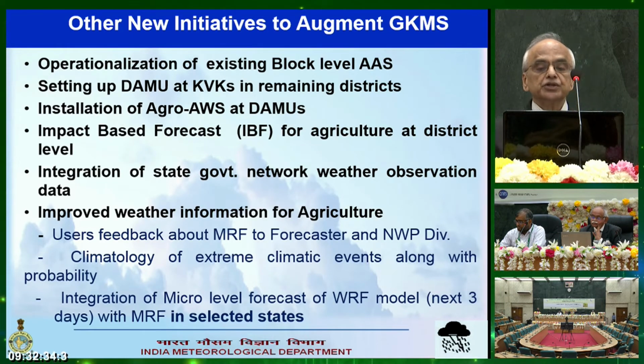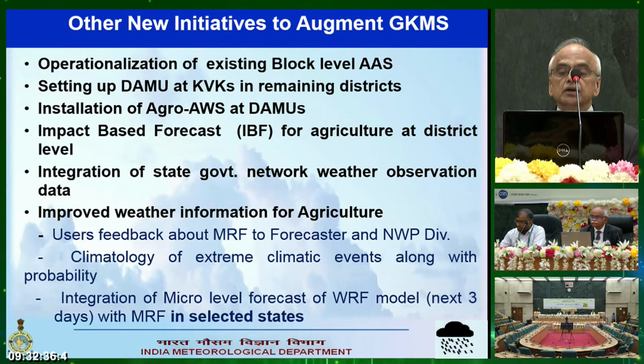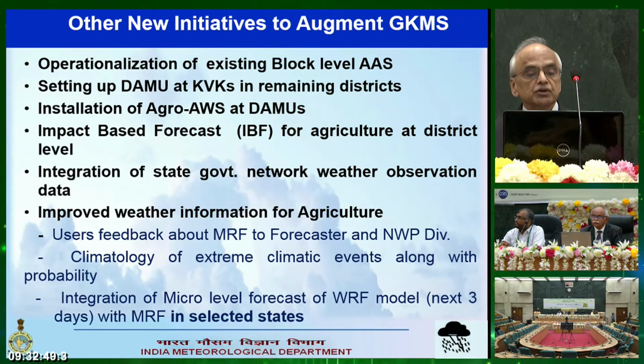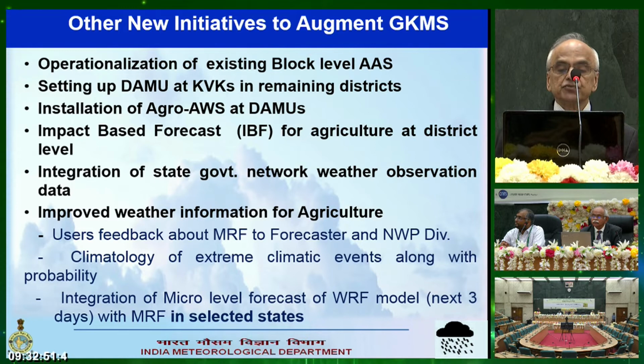And other new initiatives to augment these agrometeorological services, as mentioned: setting up DAMUs at KVKs in remaining districts, installation of Agro-Meteorological Advisory Services, impact-based forecasts, integration of state government network weather observation data, and improved weather information for agriculture. So what this shows is that there are a lot of initiatives now being taken.